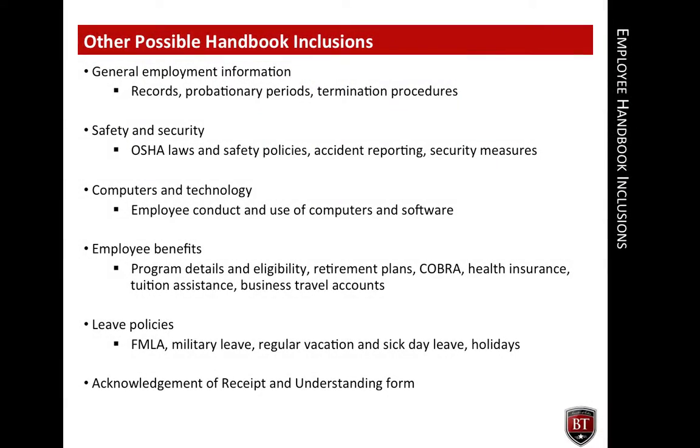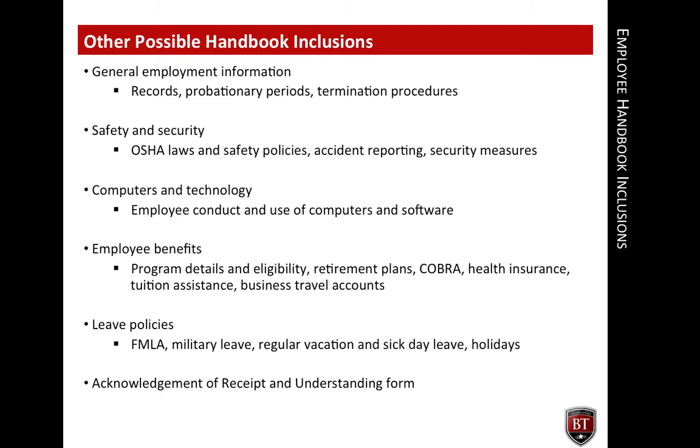Employee handbooks can also include general employment information, which can include a description of typical employee records information that is kept, any employment probationary periods, and termination, discharge, and resignation procedures. Any safety and security policies should be included to include Occupational Safety and Health Administration policies and laws and other safety policies, how to report accidents, description of security or locker use, if applicable.